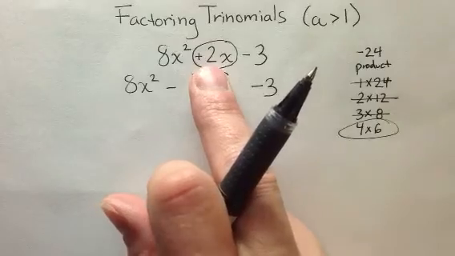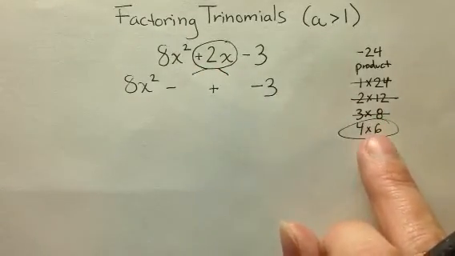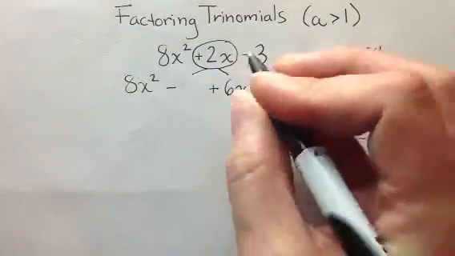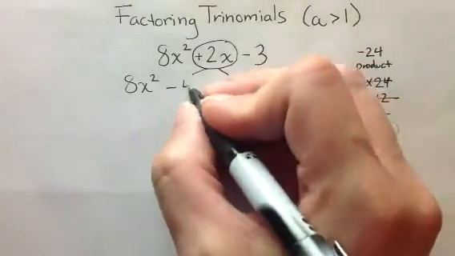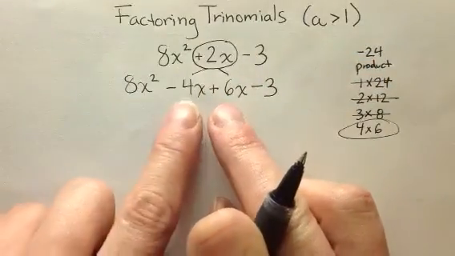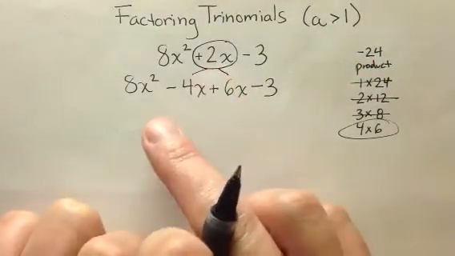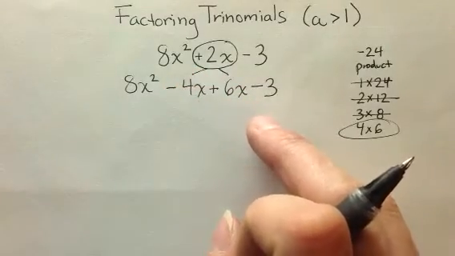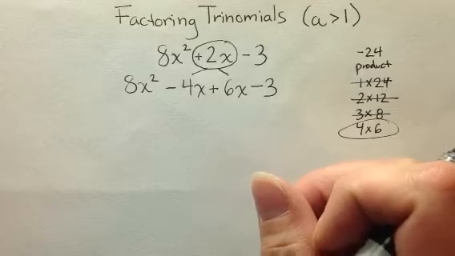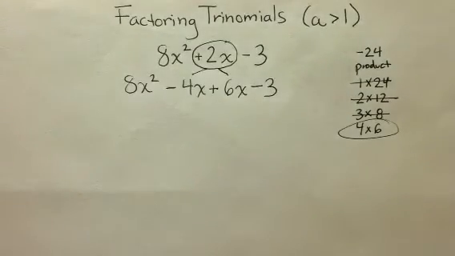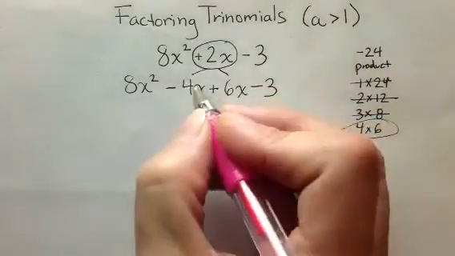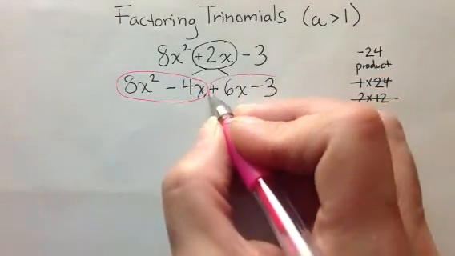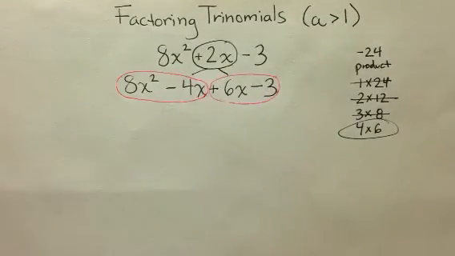Now if the middle term is positive, my larger one is going to be positive. So it's going to be plus 6x and negative 4x. So again, look, negative 4x plus 6x is 2x. So all I've essentially done here is split this term. So I'm going backwards from simplifying. Okay, now I'm going to factor by grouping. So I'm going to take my first 2 terms and find a common factor, and then I'll take my second 2 terms and find a common factor.